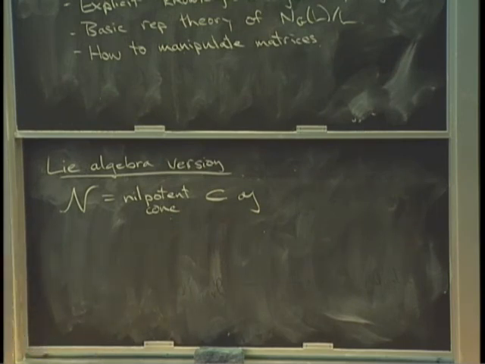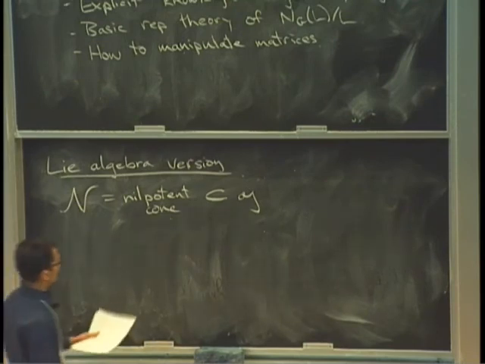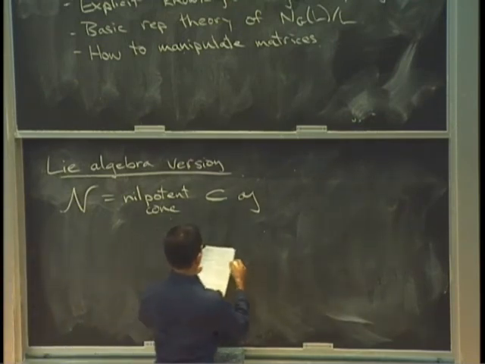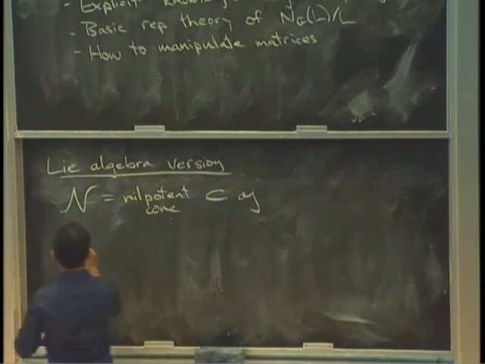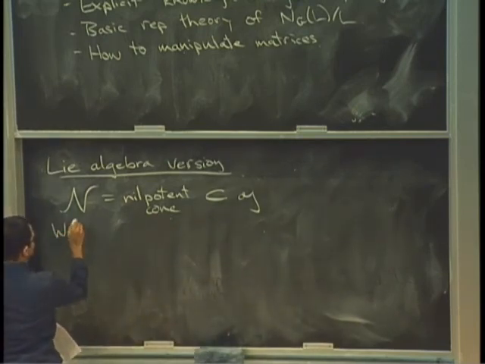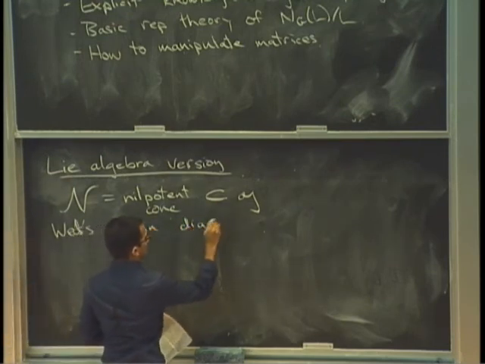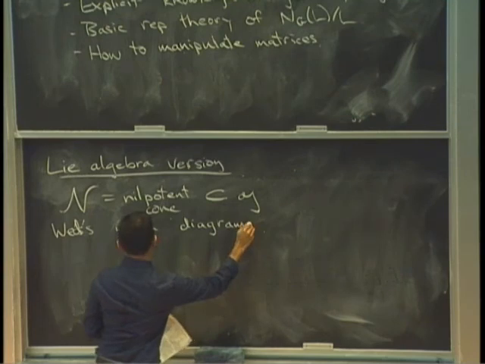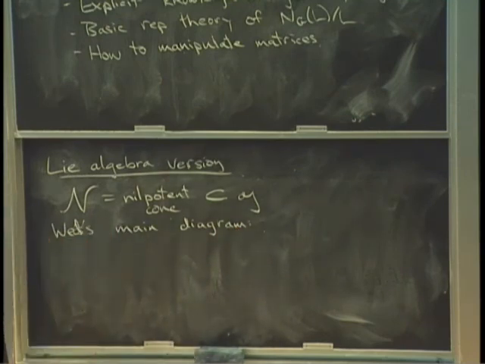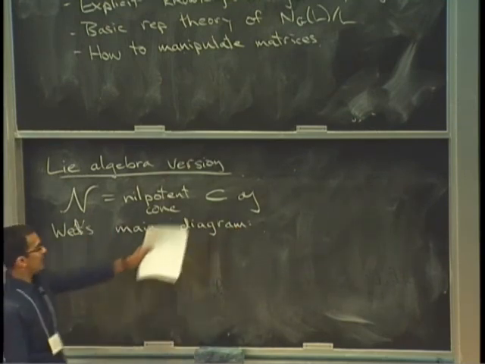But if you don't feel like doing that, the other thing you can do is repeat all the constructions I did yesterday and today in the Lie algebra. So Wednesday's main diagram in the Lie algebra version looks like this. The only thing I'm doing is changing n to u and changing the font of the letter G.